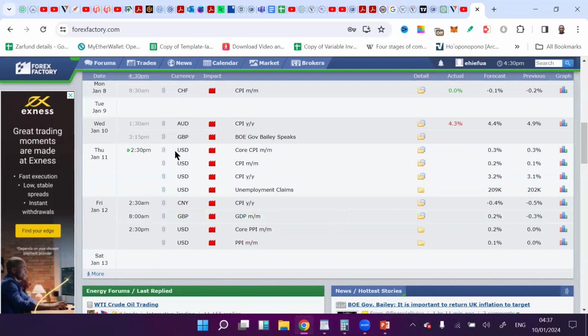You have USD core CPI. This is data that will be released tomorrow, Thursday. What these economists and analysts do is look at what's been going on in the economy since last month, since the last data was released, compare that to what is happening currently, just before the current economic data is released, and make a forecast. It's more like saying it rained yesterday, something like that.